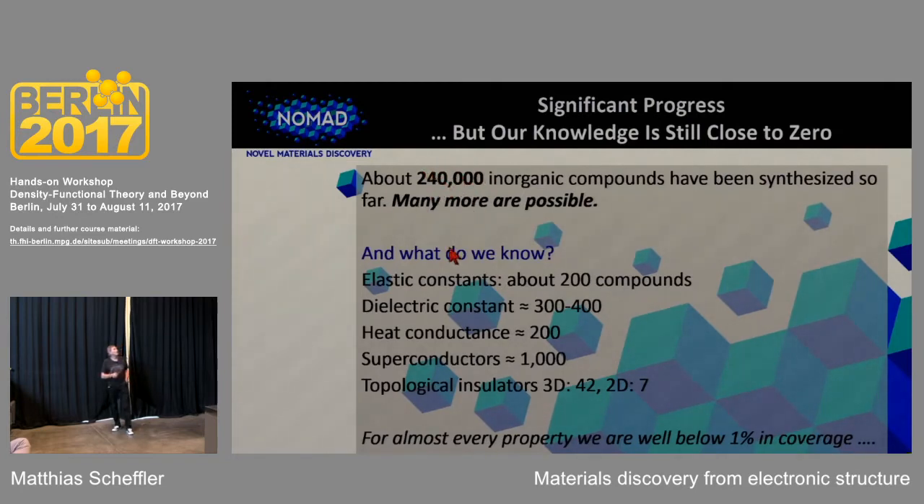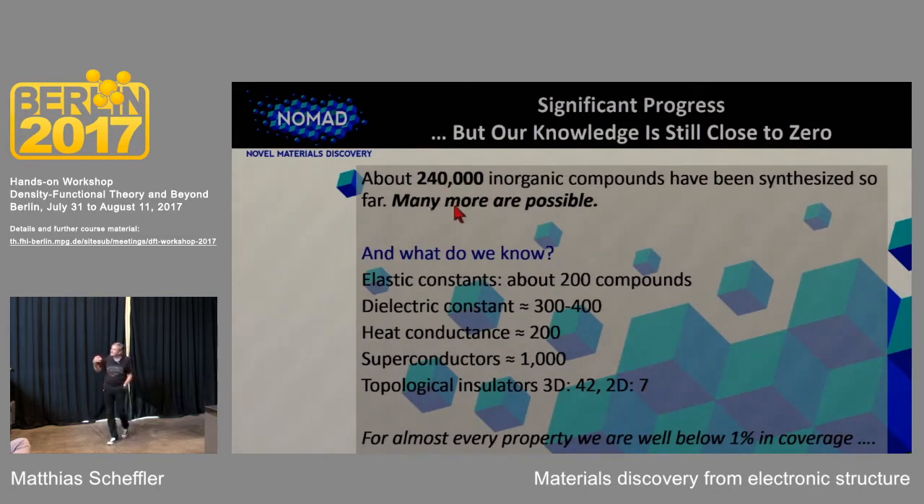From these 240,000, from only 200 compounds, we know the elastic constants. For only, say, 300 or 400, we know the dielectric constant. Heat conductivity for 200. Superconductors for something like 1,000. And then a very important popular field is topological insulators. In 3Ds, there are just 42 known. In 2Ds, 7. There are many, many more which are possible.